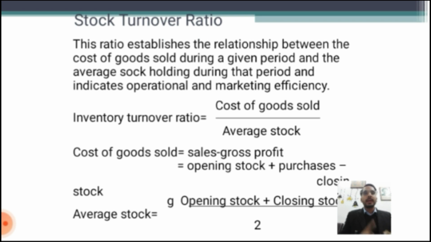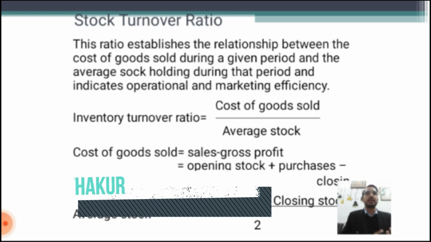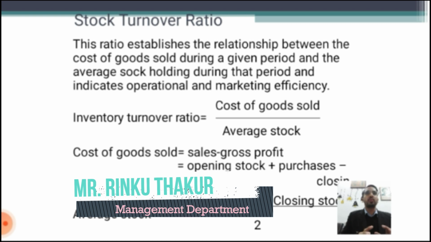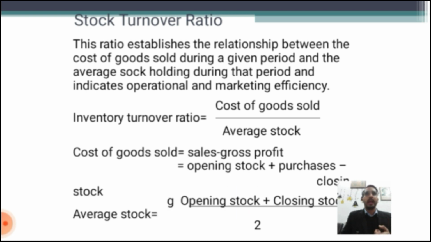First one, stock turnover ratio, also called inventory turnover ratio. This ratio measures the speed with which stock of goods is converted into sales. It also tells whether the working capital investment in stock is being used to the maximum extent. It is calculated as: stock turnover ratio is equal to cost of goods sold divided by average stock. Average stock is equal to opening stock plus closing stock divided by 2. Note: when opening stock is not given in the question, the closing stock will be used in place of average stock.